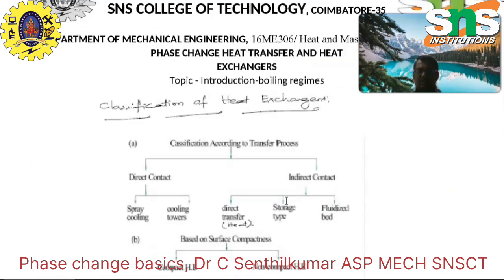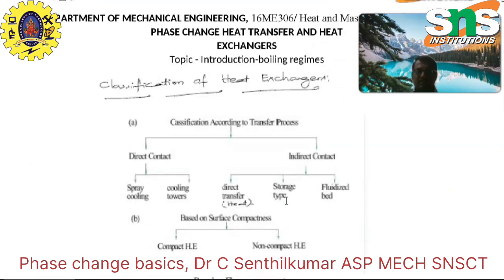So coming to the classification of heat exchangers: direct type heat exchanger and indirect type heat exchanger. In the direct type heat exchanger, spray cooling is there, cooling towers are there. These two are highly applicable in thermal power plants. In the thermal power plant, after expanding the gas stage of that water in the turbine, it has to be let out in fluid form into the atmosphere to maintain the ecosystem.